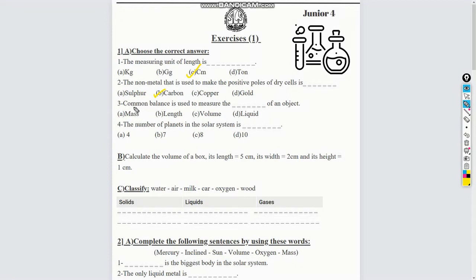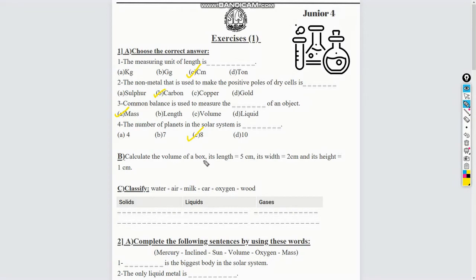Third question is, common balance is used to measure the of an object. Yes, it measures the mass. Also, the sensitive balance measures the mass of an object. Number 4, the number of planets in the solar system is, yes, it's 8.